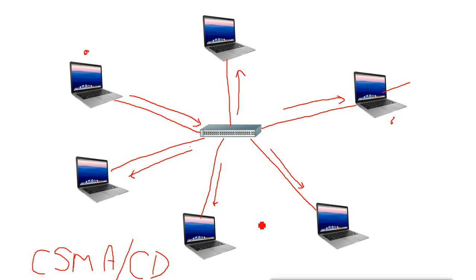Now when you see the physical topology, it is a star topology, but still it is working as a bus topology because of the hub, because the hub works like that.